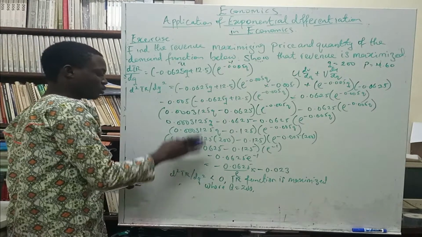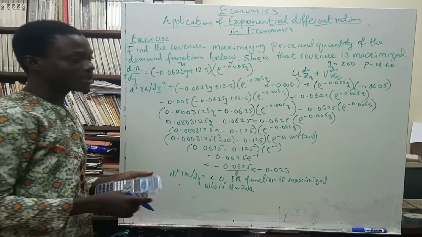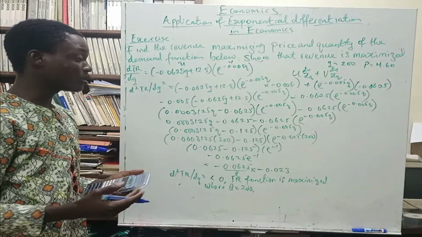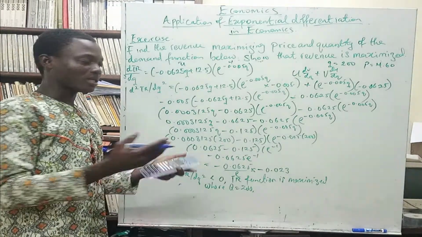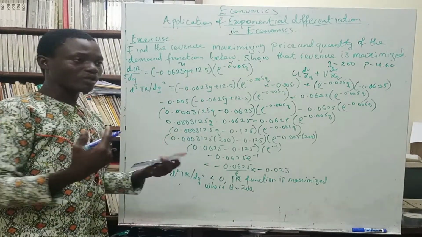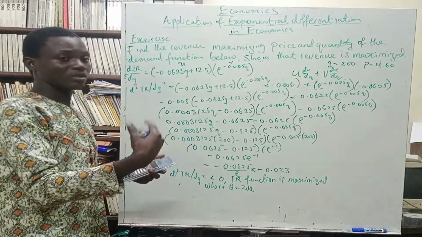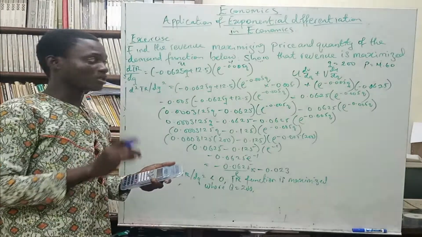If this firm should produce more than 200, it's not going to be maximizing its revenue again. And if it should produce less than 200, more revenue could still be generated by producing more until the quantity is 200.